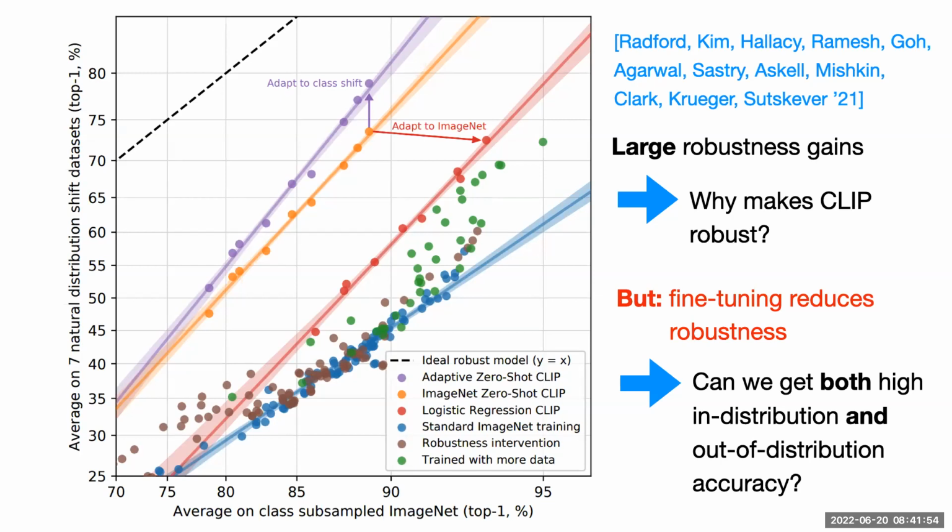The orange line that is really, really robust is what happens when you evaluate CLIP without fine-tuning, in the zero-shot manner. If you actually fine-tune the CLIP models, then you make the model better on in-distribution data. So you move on the x-axis, but you actually make the model worse on the y-axis. So you're sacrificing robustness to improve your in-distribution accuracy. And then the natural question is: is this necessary, or can you get the best of both worlds? So improve in-distribution accuracy from fine-tuning while maintaining out-of-distribution robustness.